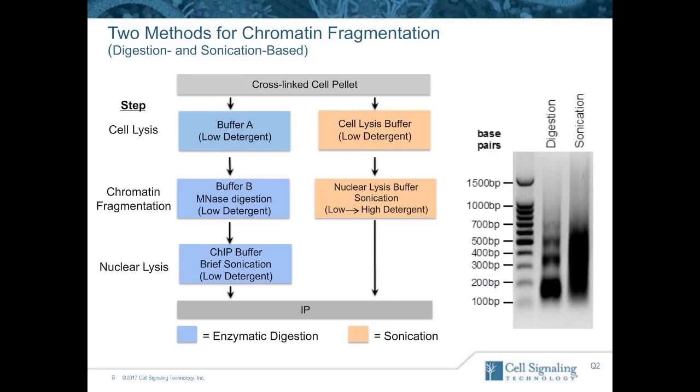Now, MNase digestion is very mild. It's done in a low detergent buffer at 37 degrees, and we actually recommend doing a partial digest. And what you get is shown here in the gel electrophoresis on the right. The second lane shows DNA that is purified from a MNase-based chromatin digestion. As you see here, you see a ladder of DNA fragments from 150 to 700 base pairs.